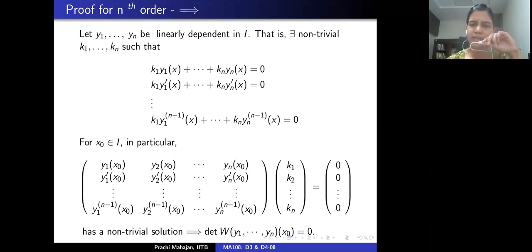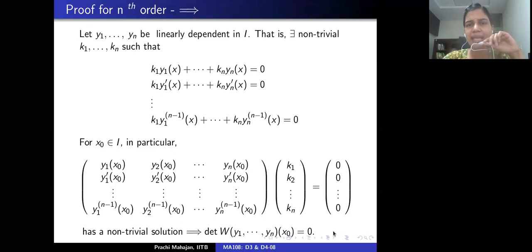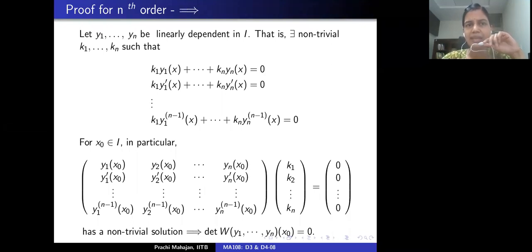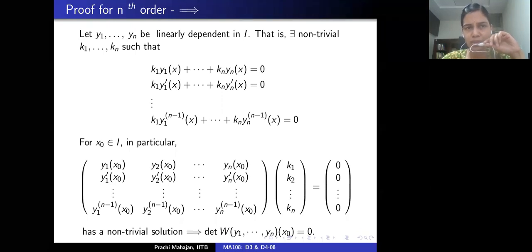Now, what are we going to do? We are required to prove the converse statement. Suppose that y1, y2, ..., yn are such that their Wronskian at some point of the interval I is zero. Then we are required to show that y1, y2, ..., yn are linearly dependent on the interval I. Now, this would require the information that y1, y2, ..., yn are solutions of an nth order linear differential equation with continuous coefficients, much like what we did for the order 2 case. So let's see the proof for the converse part.